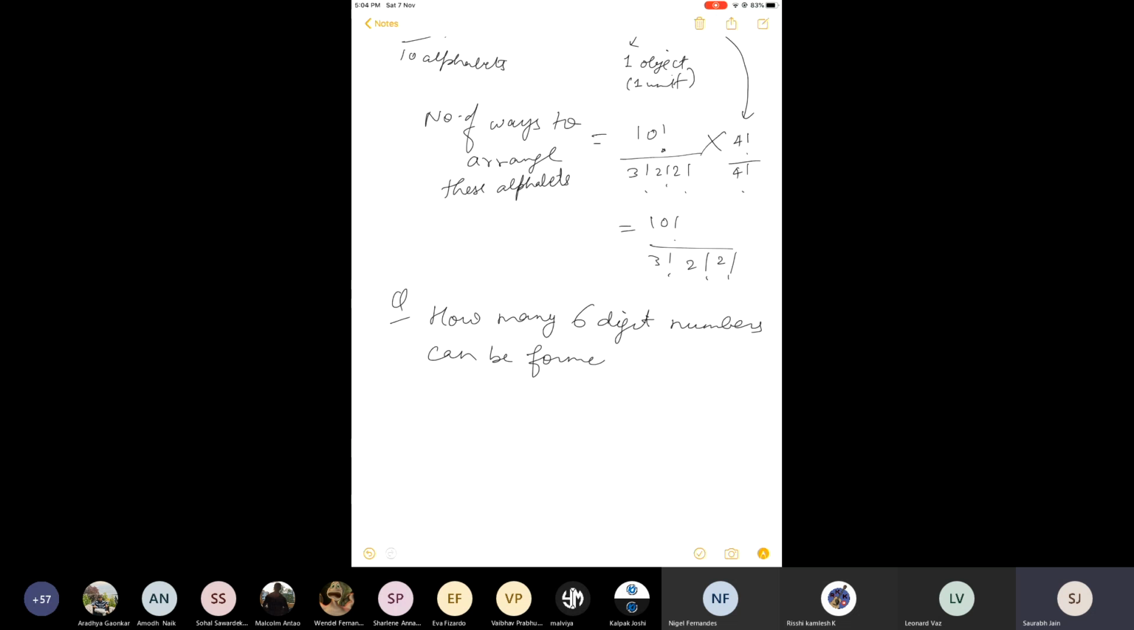Okay, next question. How many 6-digit numbers can be formed from the digits 0, 1, 3, 5, 7, 9, which are divisible by 10, and no digit is repeated? And no digit is repeated.